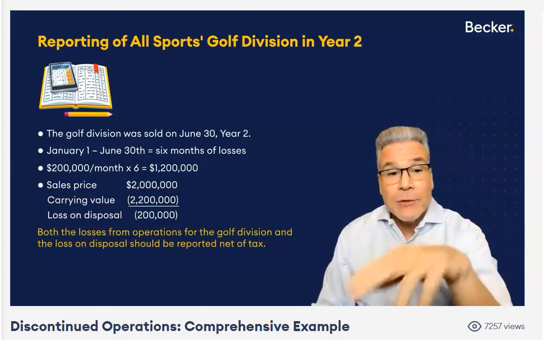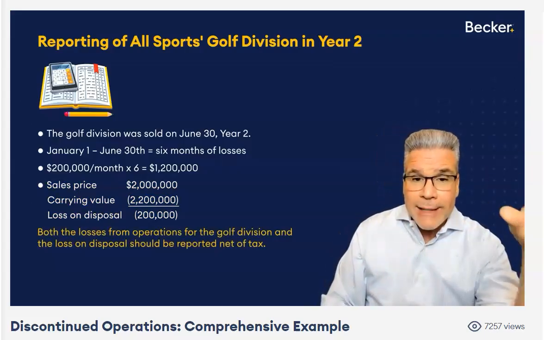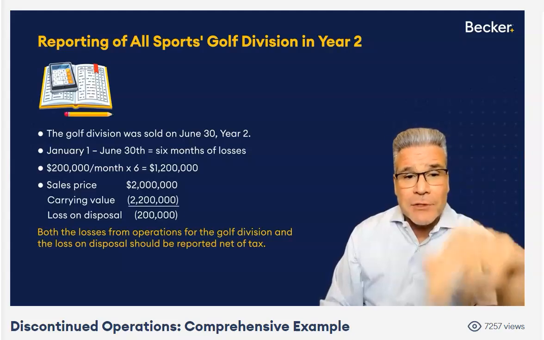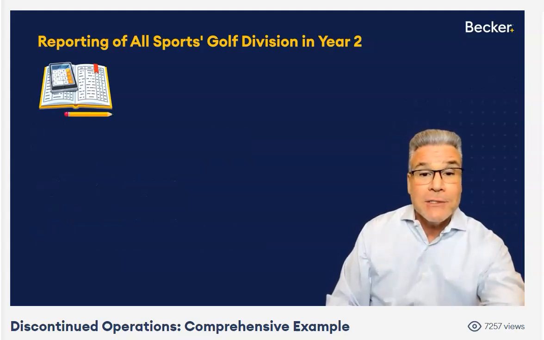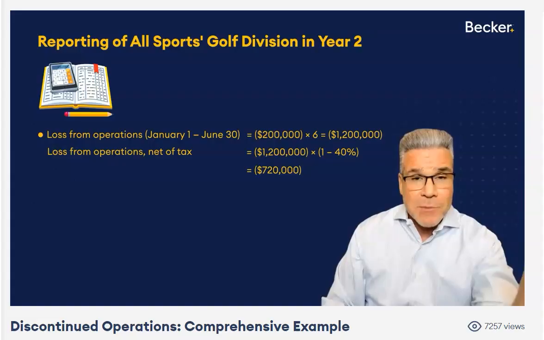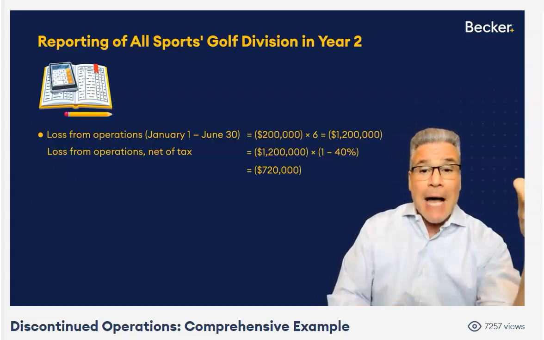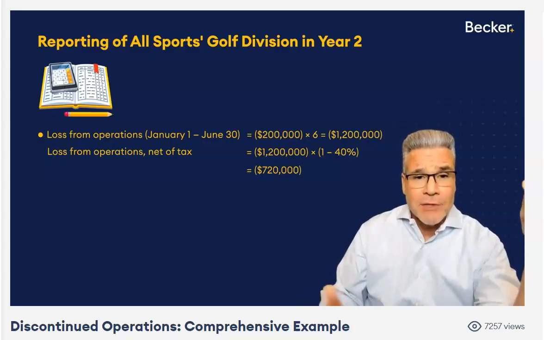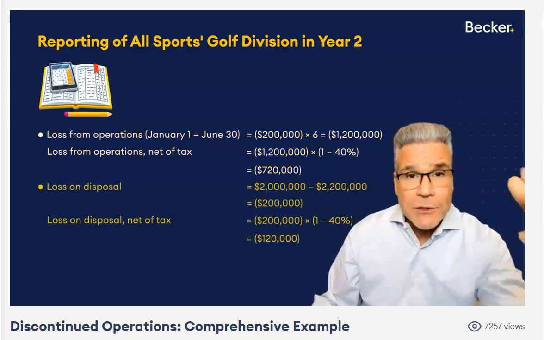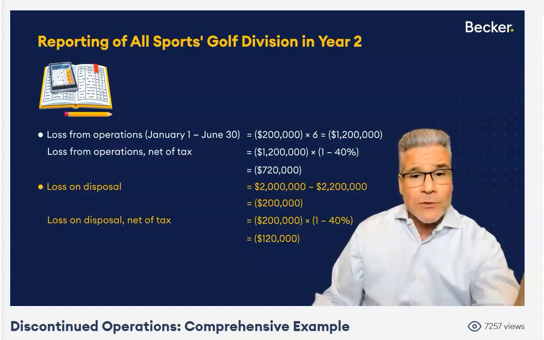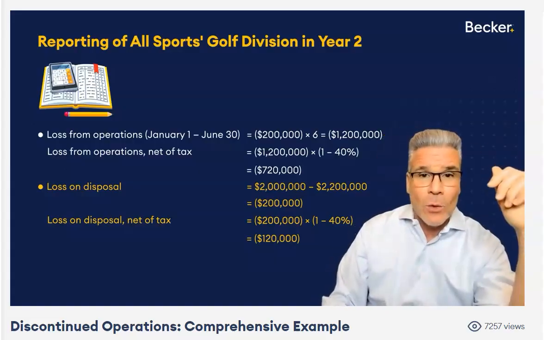So year two, just like year one, we've got to get those pre-tax numbers after tax. So the loss from operations, net of tax: 6 months times the 200,000 loss a month is a loss of $1.2 million times 1 minus the tax rate, 720. The actual loss on disposal, net of tax, 200,000 times 1 minus the tax rate, 120.